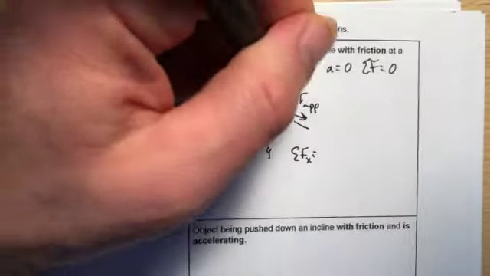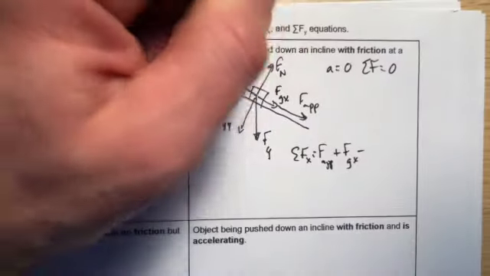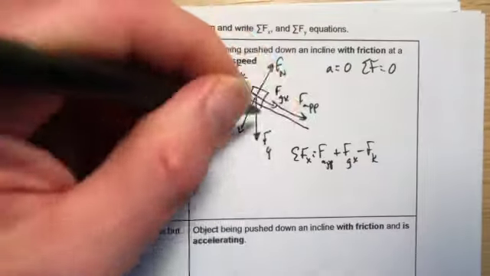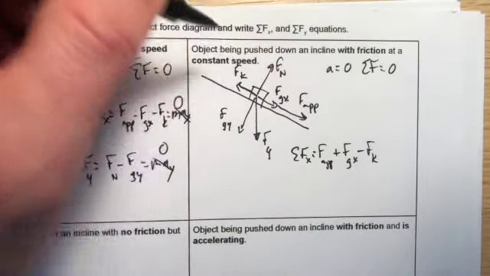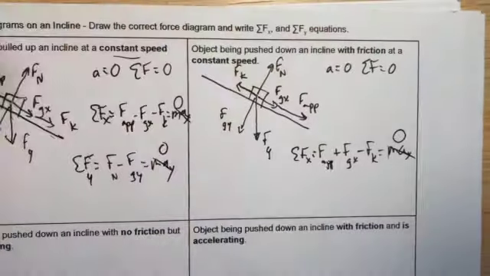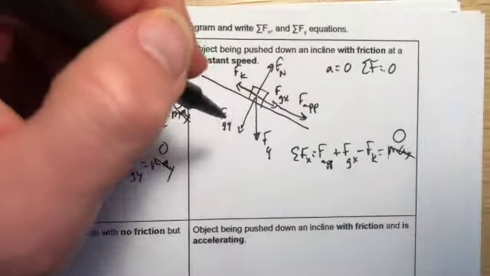A is 0 because it's a constant speed, which means the sum of the forces is also 0. So I go sigma Fx equals F applied plus Fgx minus Fk. And again, I set this up so that friction is going to be negative, equals max, which is 0 again because there is no acceleration. Y direction, same.